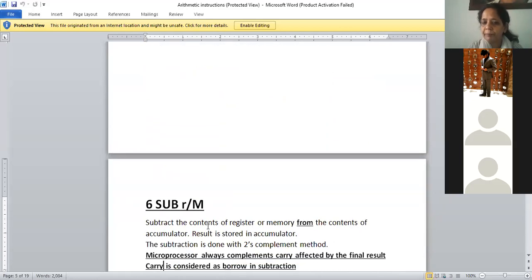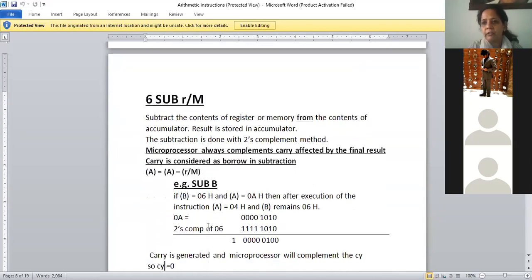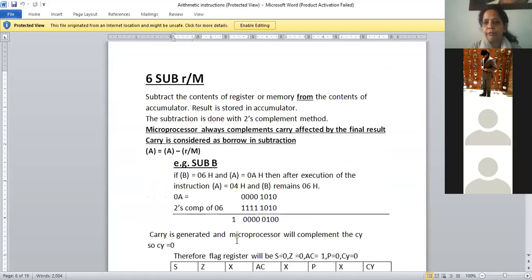Then we had seen the subtract instruction. The subtraction is done with the 2's complement method in 8085. The microprocessor takes the 2's complement of a number and adds it to the number from which it is to be subtracted, and then it does one more thing: it always complements the carry. Carry in case of subtraction is supposed to be a borrow. Whenever you are subtracting a smaller number from a bigger number, a carry will be generated by the 2's complement method. So actually there is no borrow when you are subtracting a smaller number from a bigger number.